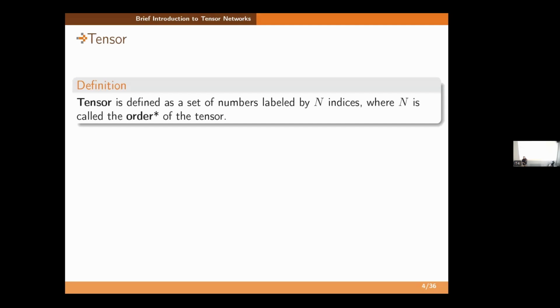First of all, as all mathematicians here know, the tensor is just a multilinear transformation between linear spaces and their dual spaces, but we don't need to go into such detail. For our needs, the tensor is just a set of numbers labeled by n indices. We call n the order of the tensor. I give a little star here because in some literature, it is called the rank of the tensor, not the order. So it really depends on the author, which one they like best.